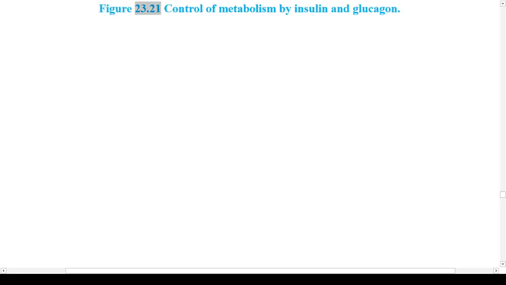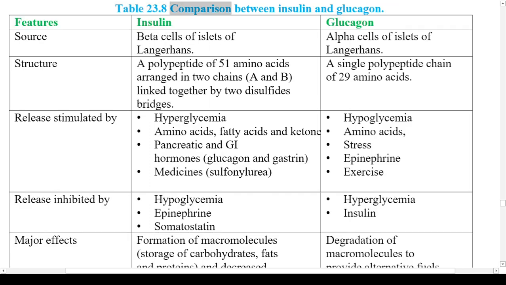Figure 23.21 Control of metabolism by insulin and glucagon. Table 23.8 Comparison between insulin and glucagon. Features: insulin, glucagon. Source: beta cells of islets of Langerhans, alpha cells of islets of Langerhans. Structure: a polypeptide of 51 amino acids, arranged in 2 chains, A and B, linked together by 2 disulfide bridges; a single polypeptide chain of 29 amino acids.